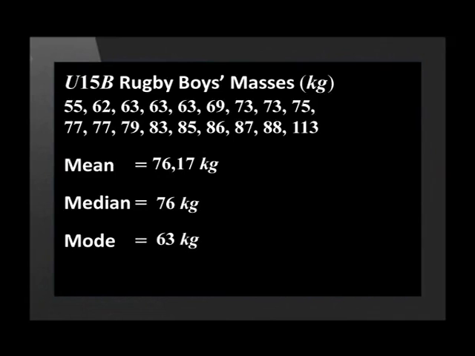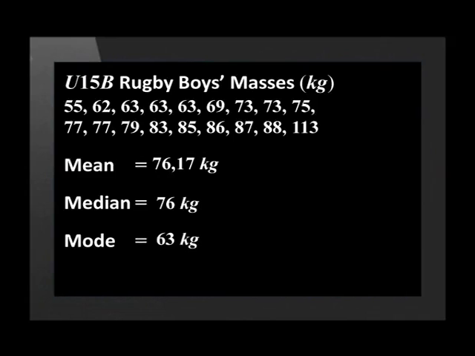We can see that the mean is slightly higher than the median and mode. Why is this so? There is one person's mass that is much higher than the others at 113 kilograms. The higher value is called an outlier. An outlier is a number much higher or lower than the rest of the set of data.